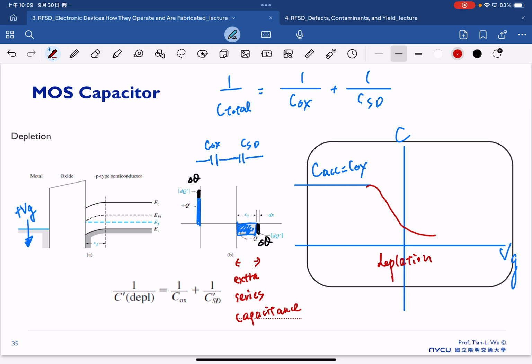And why do we call it depletion? Because we have a depletion region forming here. So that's why we call this a depletion region. And one thing, the reason why this is not a constant decrease, but a certain decreasing, is because our capacitance CSD is related to our depletion width. Depletion width is here, and the depletion width is also a function of the gate bias. So therefore CSD is not constant.